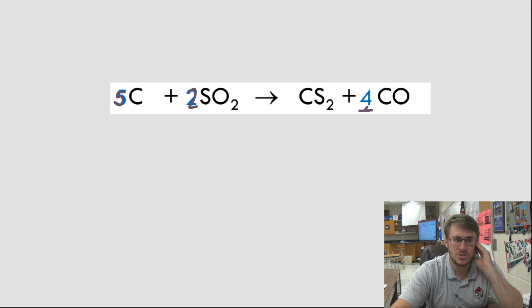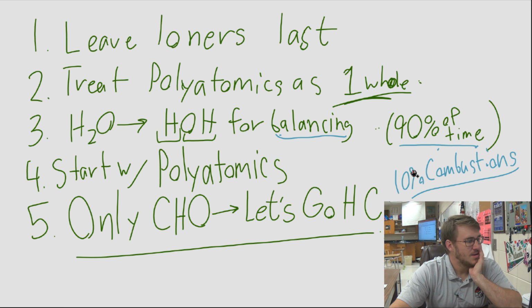Just systematically go. Still loaners last, actually. That's pretty much that problem right there. And then, I remind you of the rules for only C, H, O. Let's go H, C. That means you start off with balancing the H's first, then the C's, and then really you go a little bit further.